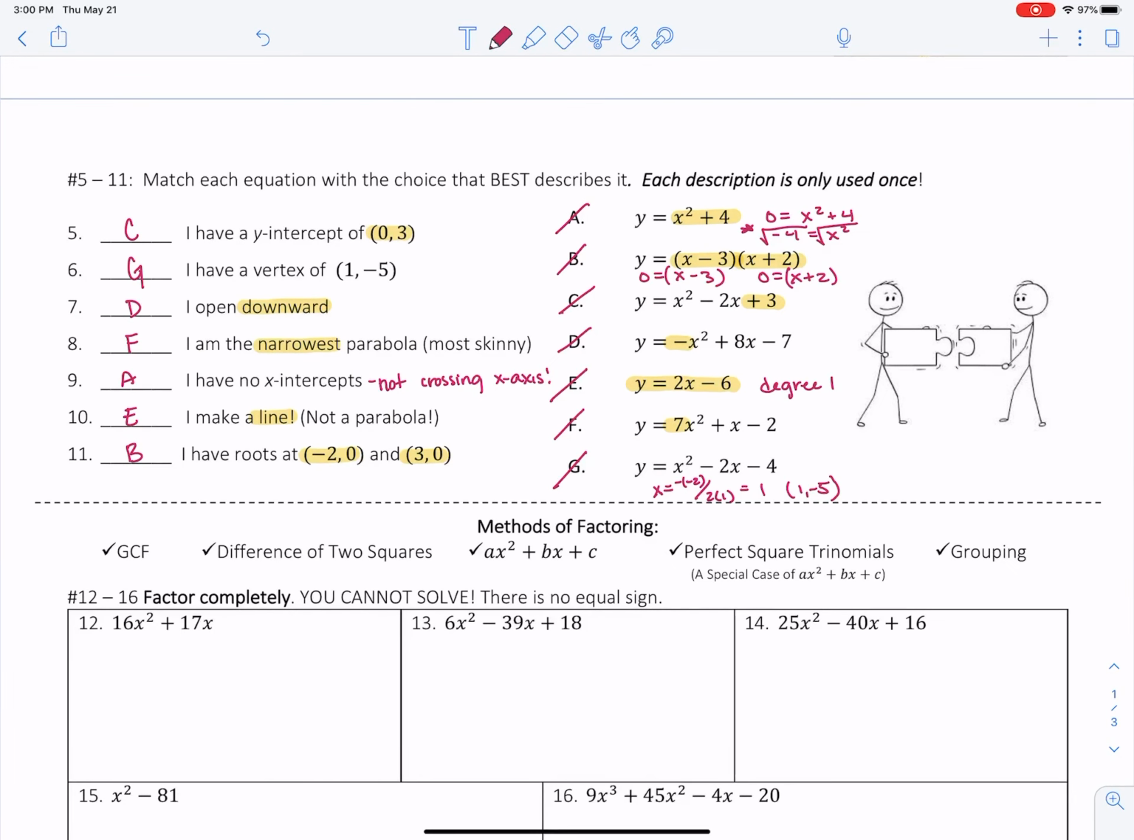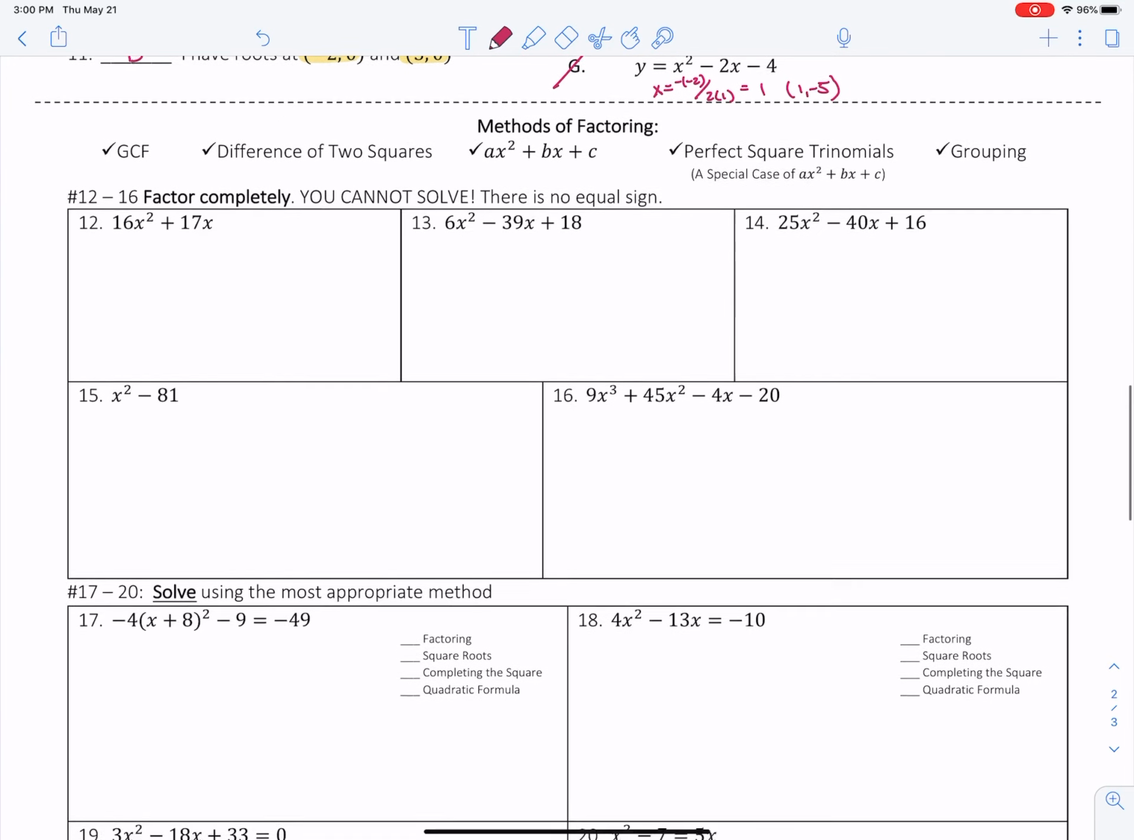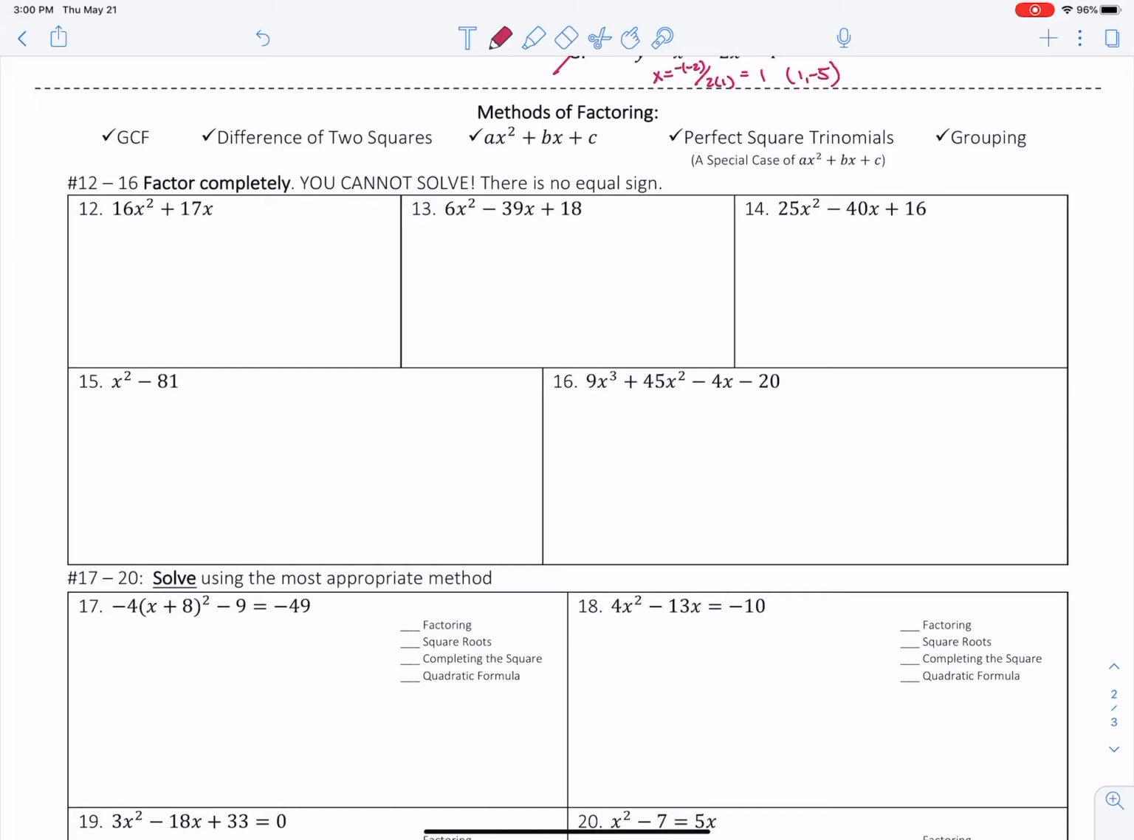Now the second part is some review for you. So let's look a little bit at our review. Okay, we put up all these methods of factoring up here at the top. So we have GCF, difference of squares. Remember all these guys? You can factor your trinomial. You have a perfect square trinomial and grouping.